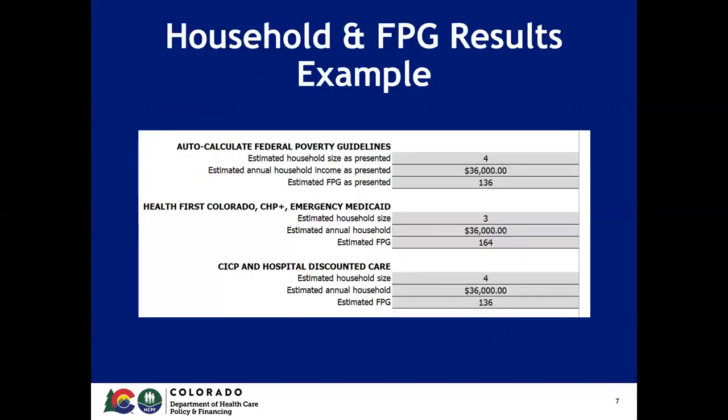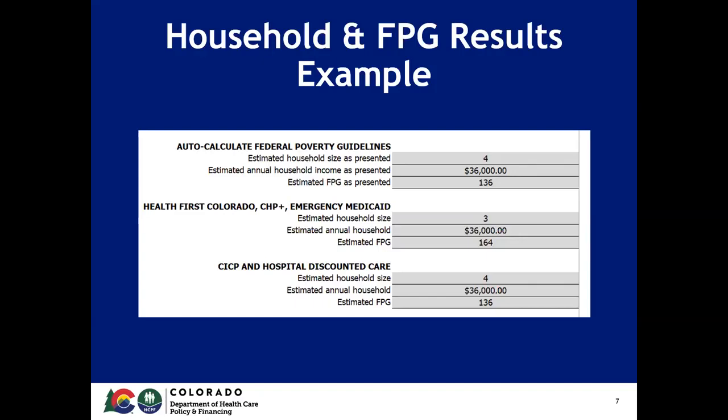So this is a screenshot of what the current application looks like. It has 3 different sections for household size and income. The first one is just everything as presented. In this situation, they had 4 people on the application, income at 36,000, and their FPG was 136.